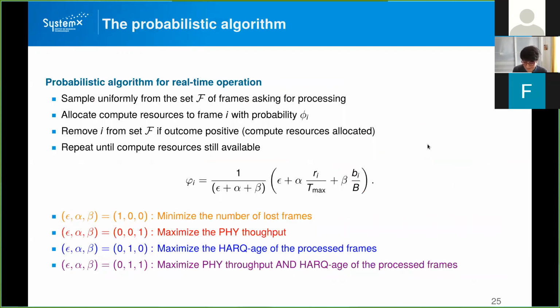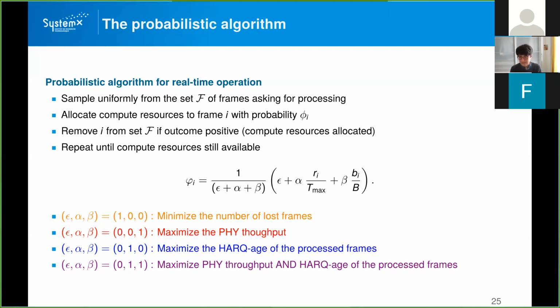Now, as before, this is still an optimization problem. It takes forever to compute. It's not a good idea to use it with this frequency. So we need to think about alternatives that we could use with small complexity. The idea here is to use a probabilistic algorithm to assign frames to the available computing resources. The algorithm is very simple.